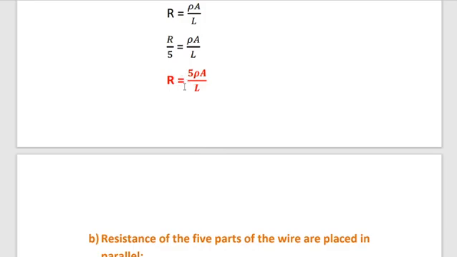R equal to 5 rho L by A. So rho is a constant. It is called as electrical resistivity or specific resistance of the material of the conductor.